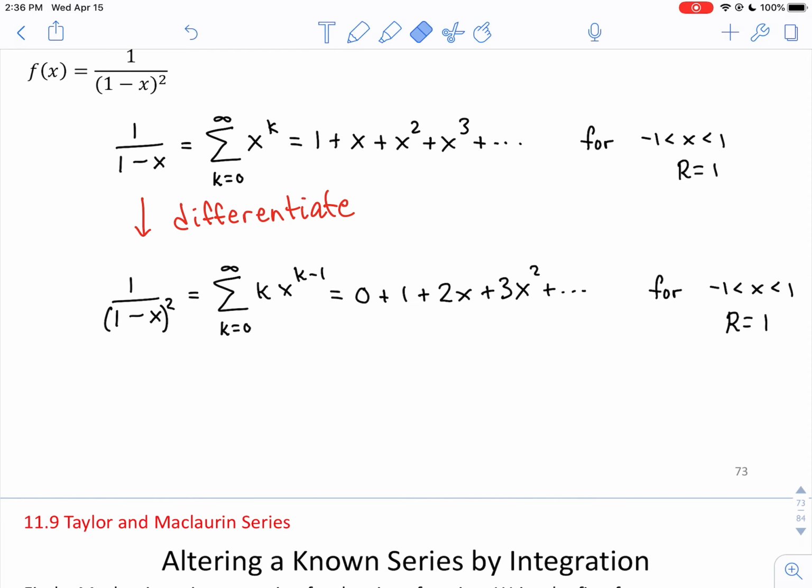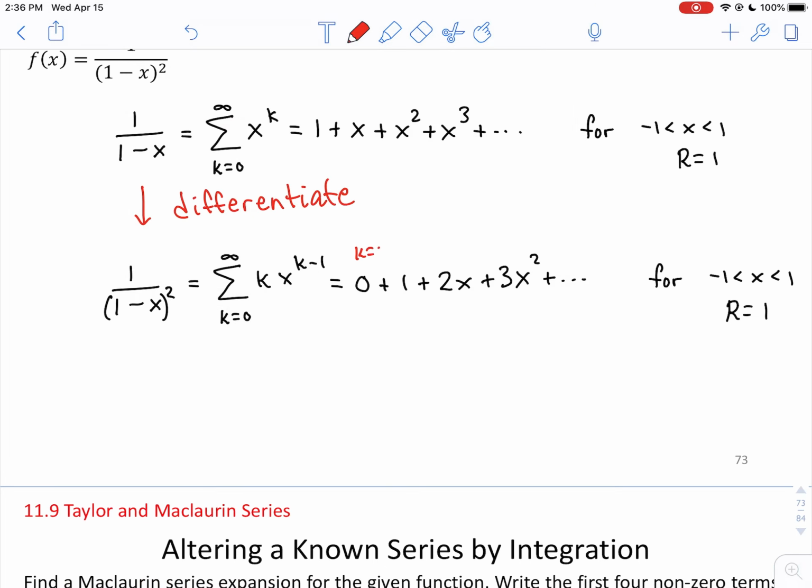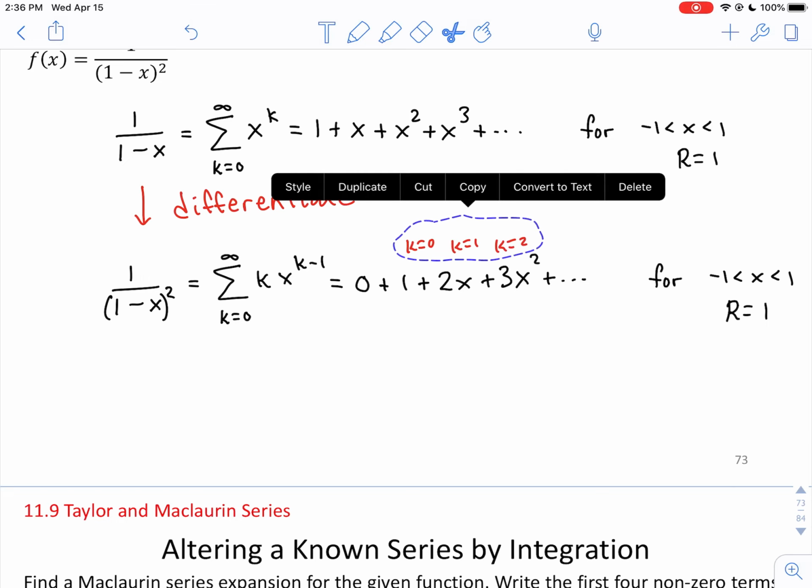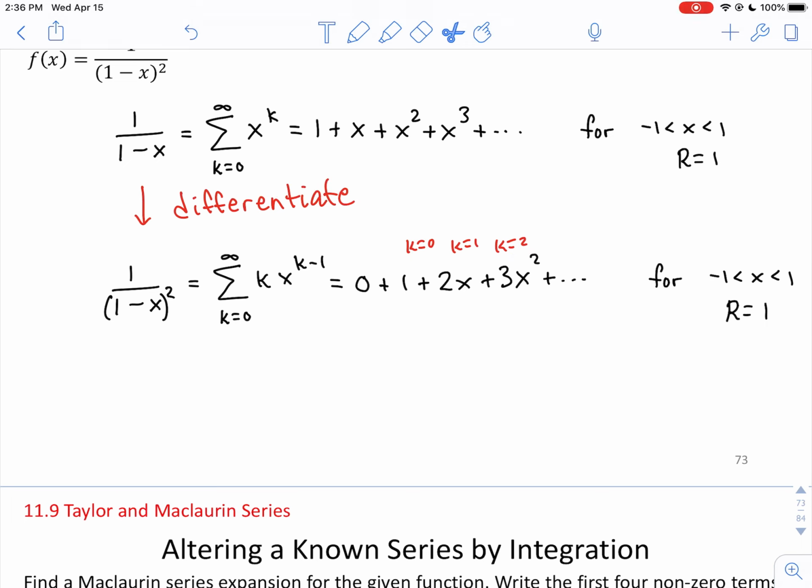It turns out that differentiation and integration do not change the radius, but they may affect the endpoints. You have to do a separate analysis to see if the endpoints are no longer included or are now included. Now, since the first term of this is 0, sometimes you see a shift in the summation happening. Instead of this being the k equals 0 term, and this being the k equals 1 term, and this being the k equals 2 term, they effectively do a switch because we don't care about having the 0 term, so they shift these over and they rewrite the series so that the k equals 0 term corresponds to 1, the k equals 1 term gives you the 2x, etc.